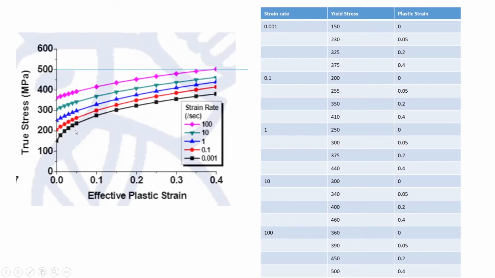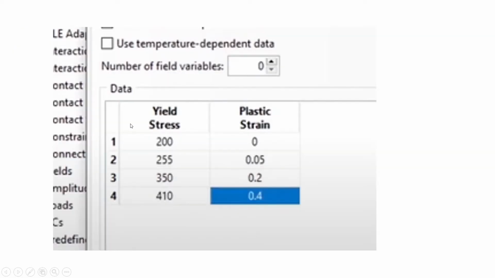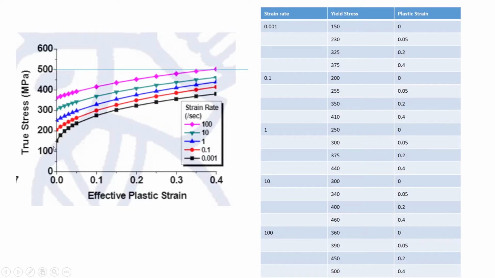So here the data points, as you saw in my previous video, we used 4 data points at the plastic strain 0, 0.05, 0.2, 0.4. So basically it's here, it's here, it's here, and it's here. If you want, you can have more data points to make a more accurate simulation. This is just an example, so I will just use these data points.